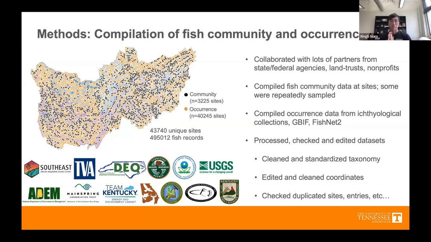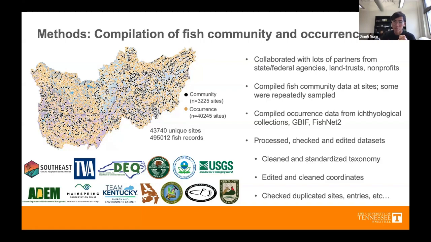So to do this, we collaborated with a lot of partners from state and federal agencies, land trusts and nonprofits, and we asked them if they could very kindly contribute that data, and a lot of them were super helpful. We asked them a lot of questions, and we're so thankful for that.